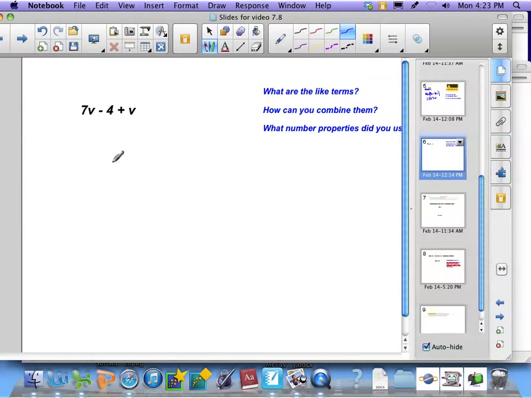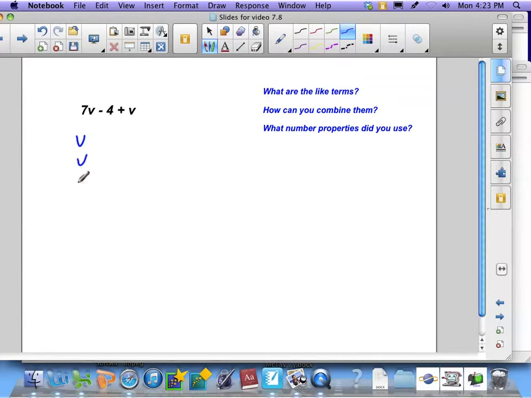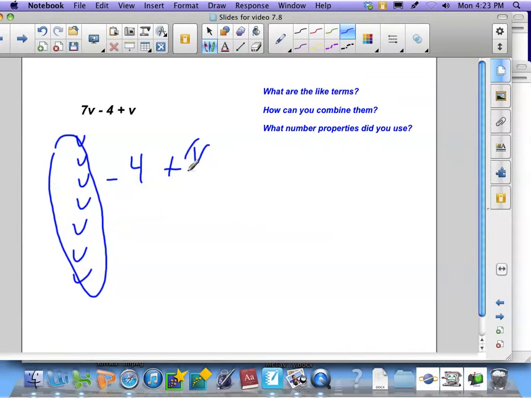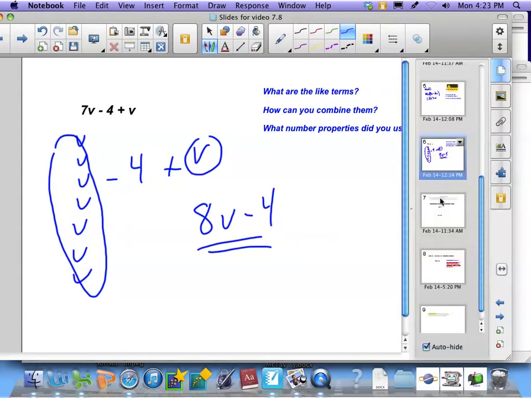All right, 7v minus 4 plus v. This is a little tricky, and here's one where maybe you want to model it. If I had 7v, 1, 2, 3, 4, 5, 6, 7v, and I'm going to take away 4, and I'm going to add a v. Combining my like terms, I had 7v, and another v is 8v, minus 4. So use all the strategies we've been working on: combining like terms, modeling, number properties.